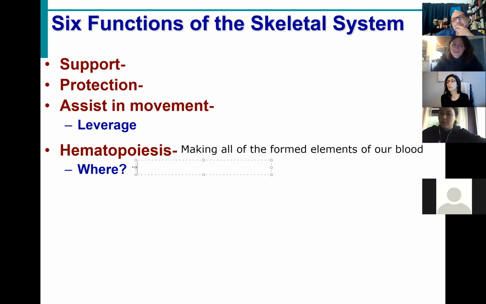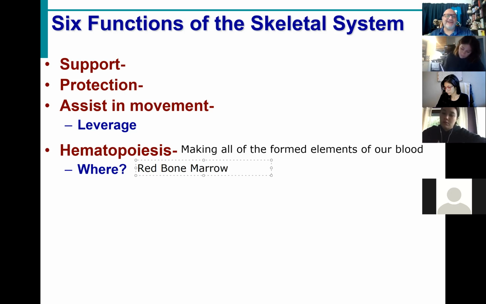Central canal. Okay, well, remember, the central canal is where blood vessels and the nerves are located, but there we go. That was what I was looking for. Red bone marrow. Of course, that should be a big hint right there. If I say red bone marrow, the implication there is that there's another type of bone marrow. Excellent. And so we have that ability to make all of our formed elements. Anytime we need more red blood cells, white blood cells, or platelets, we can do that in the red bone marrow.